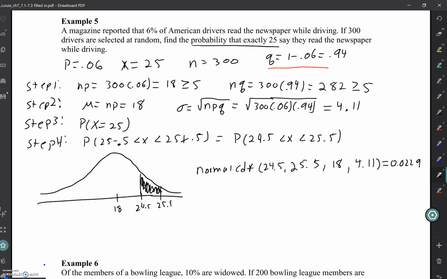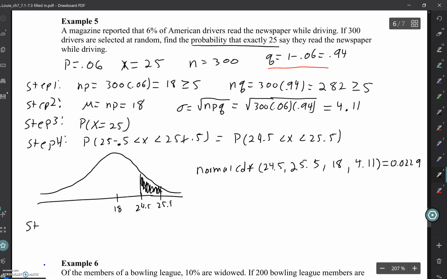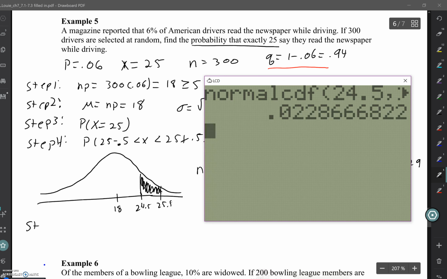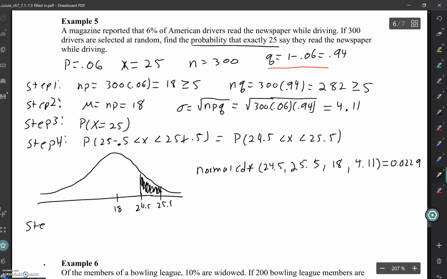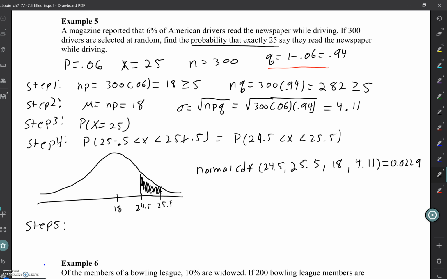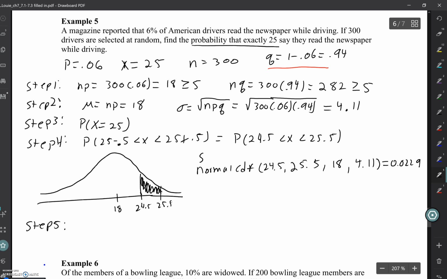And then the last thing is to always write my conclusion. 0.0229. Did I write it down wrong? Nope. Oh, it's part of it. This should have been step 5. And step 6 is where I want my ending.